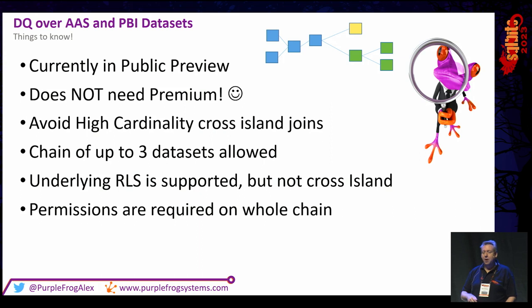Permissions are required on the whole chain. So you do need, if you've got 3 data sets and you want to build a report on the M1, you do need permissions to all 3 to be able to do that.